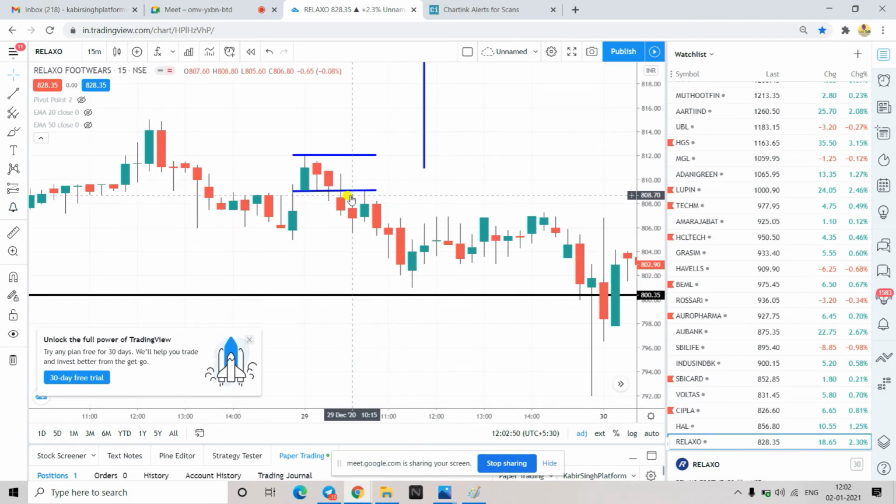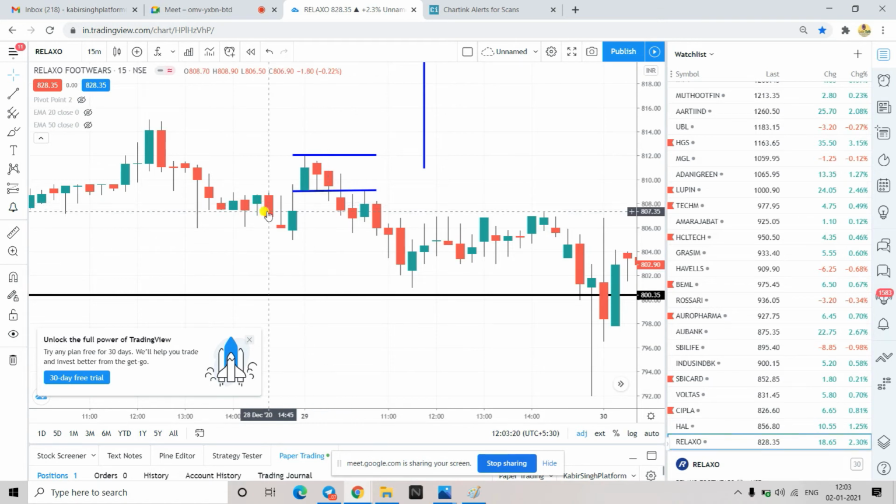So if you look for an entry, you will get an entry somewhere in this candle. For the lower low formation, this is the candle which has made the low, then this candle has broken this low and made a low. So at this candle's closing you will get an alert. So what you can do is place a trigger order around 808 somewhere, at the lowest point. You are able to follow this point, right? What I'm telling you.